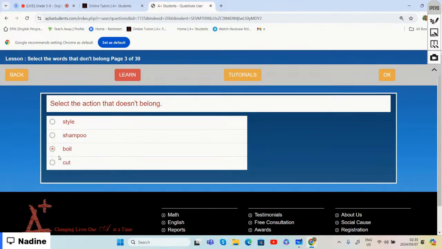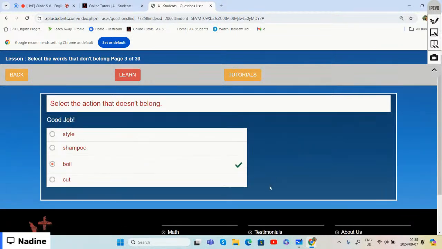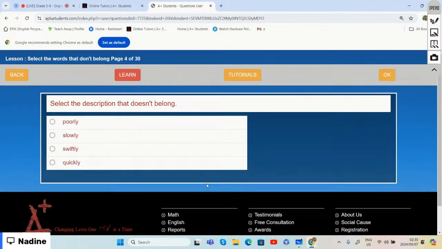Boil doesn't belong. All right, boil is like where you are putting on a kettle of water and you're boiling something. Styling, shampoo, cut, that is to do with our hair, right? It's like you're making your hair very nice, very demure, right? So style, shampoo, and cut. So well done. Boil doesn't belong.